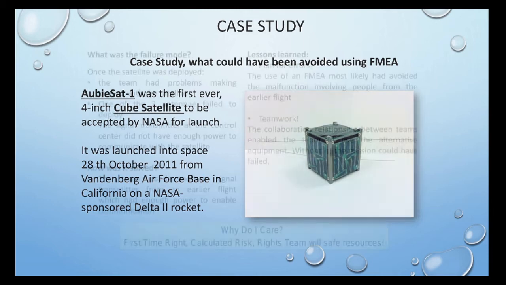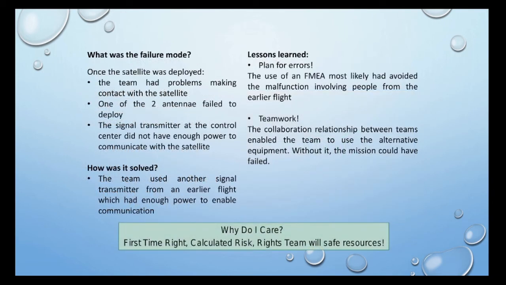So what failure mode did they face? First, the team had problems making contact with the satellite. They launched the satellite, and it was deployed from the Delta II rocket, and the scientists who were tracking the performance of this particular cube satellite couldn't establish proper contact with the satellite.